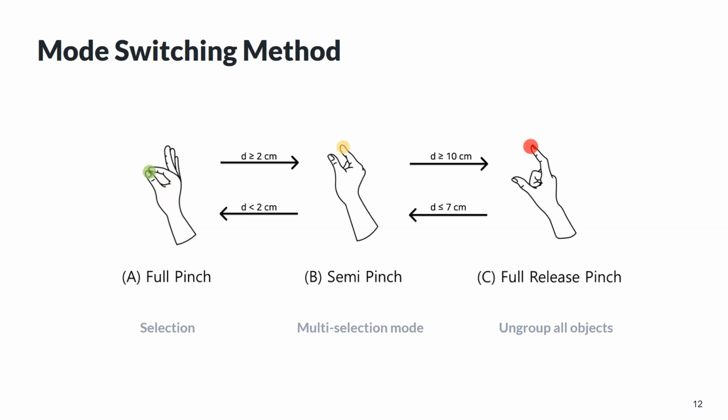Next, we utilize the semi-pinch action in order to make the interaction one-handed. As a result, users can perform multi-selection in the semi-pinch state. The full pinch was used for final selection, and users could perform interactions such as dragging in this state. Lastly, they could disable all the grouping by fully releasing the pinch.